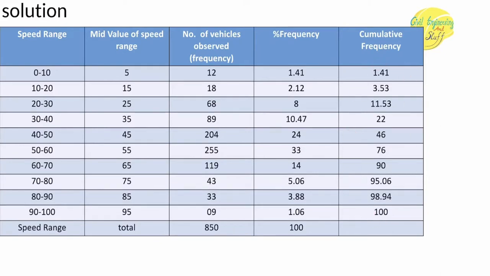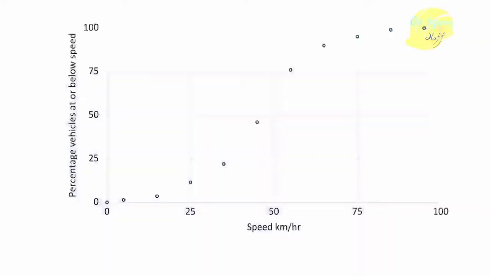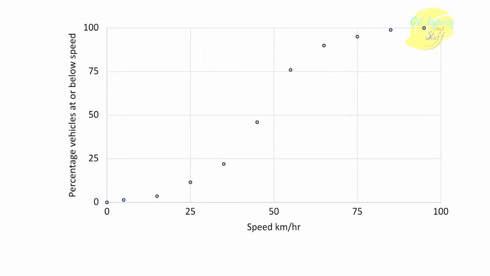Now what we have to do is draw the graph between the speed and the cumulative frequency. By plotting the values, the graph looks something like this. These are the values that we have plotted, so let's join these values. So this is the graph between the speed and the cumulative percentage. Now we have to find out the upper speed, lower speed and the design speed.